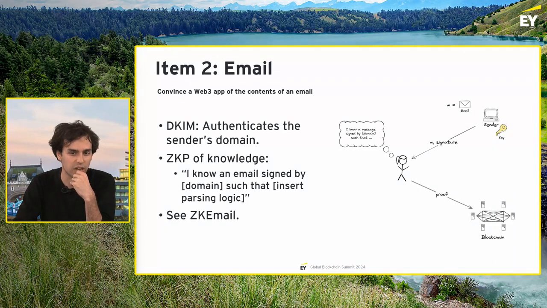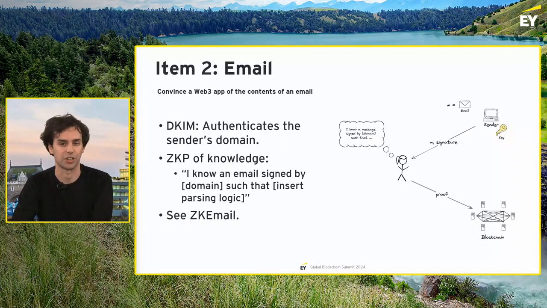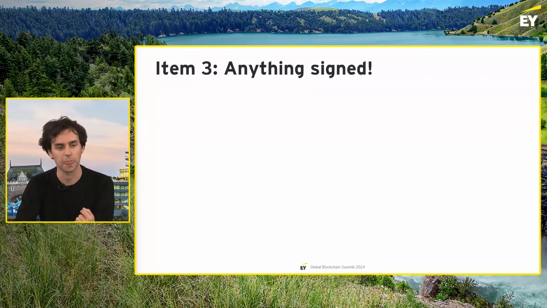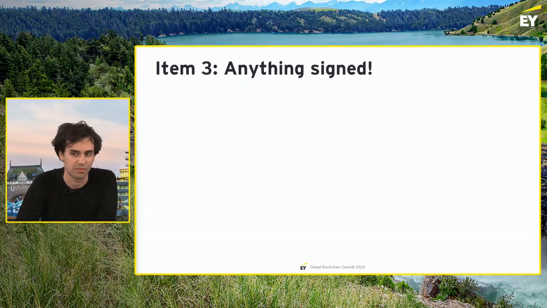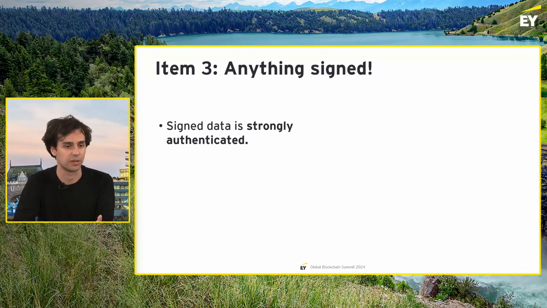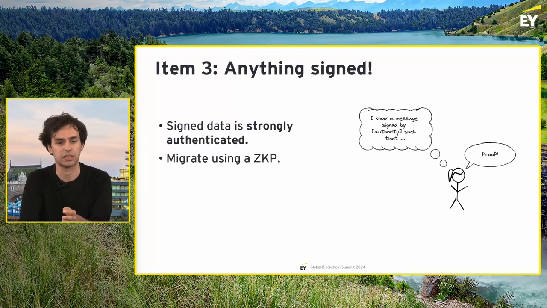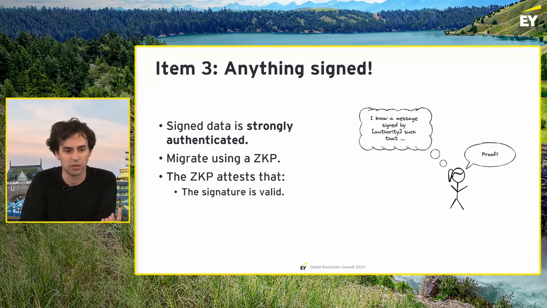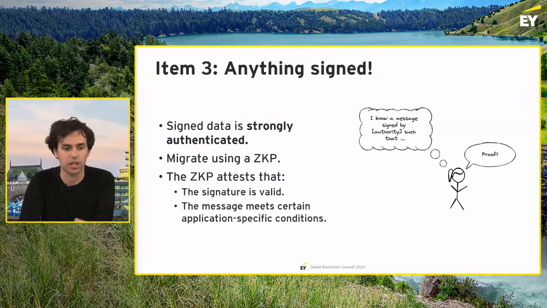Hopefully this diagram is somewhat similar to the previous one, and you should be seeing a pattern emerging here, where we have someone with a key sending a message and a signature to Alice, and Alice producing a proof. And so this brings us to the third item that Alice can bring with her. It's anything that was signed. And so this is actually what I mean by strongly authenticated data: whenever we have a digital signature, we have something that is strongly authenticated, and we can migrate it or attest to it using a zero-knowledge proof. And again, the proof is, 1, that the signature is valid, and 2, that the message meets certain application-specific conditions.